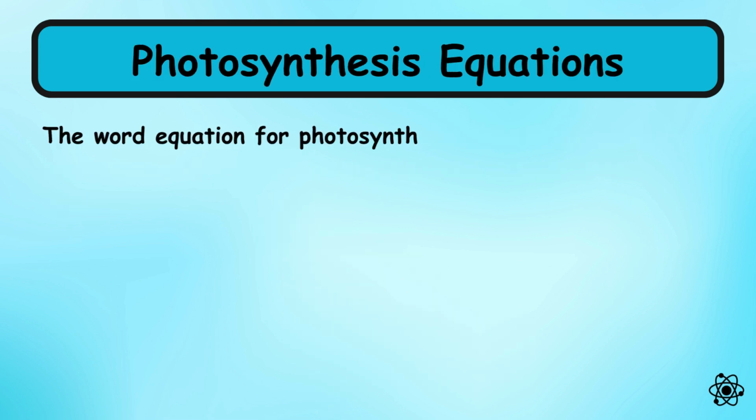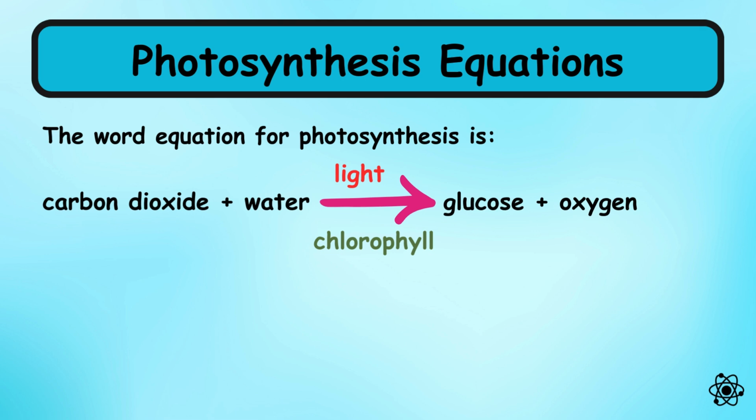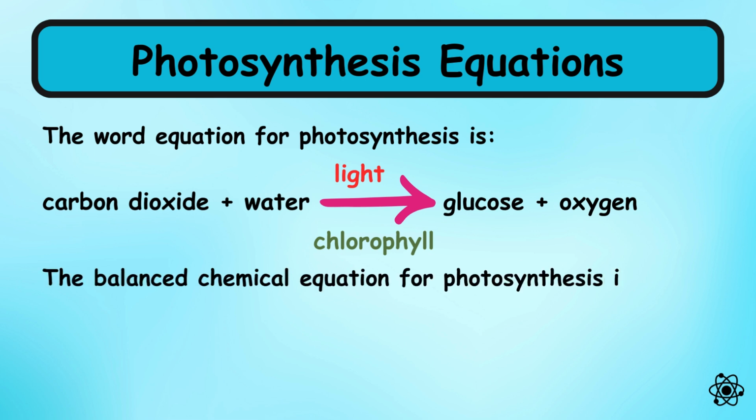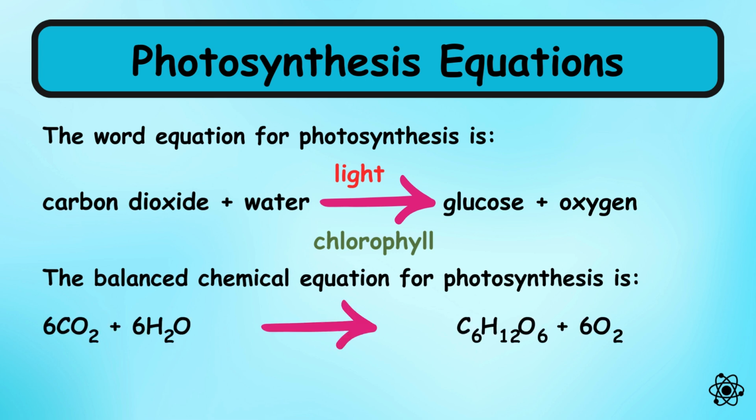The word equation for photosynthesis is carbon dioxide and water giving glucose and oxygen in the presence of light and chlorophyll. The balanced chemical equation for photosynthesis is 6CO2 plus 6H2O giving C6H12O6 plus 6O2. So as you can see, oxygen is also made in this process and released as a waste product.